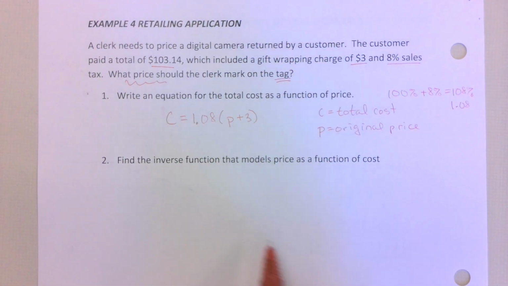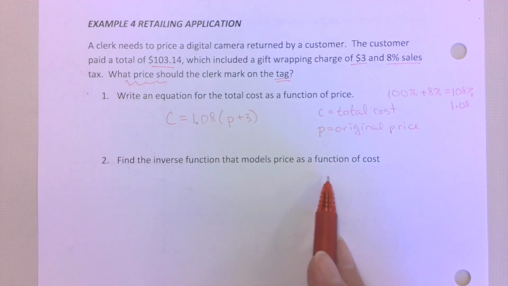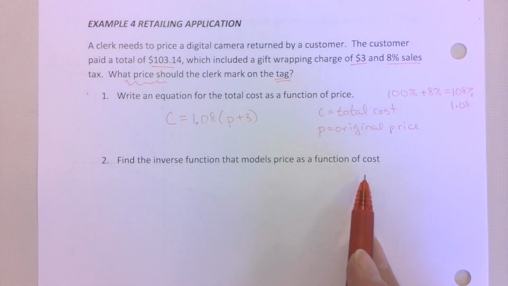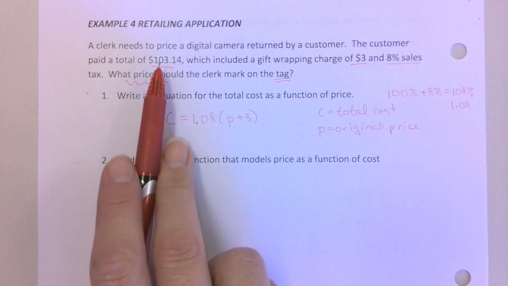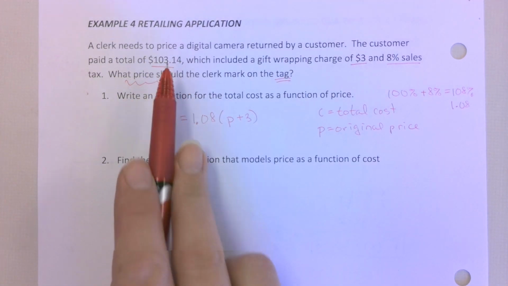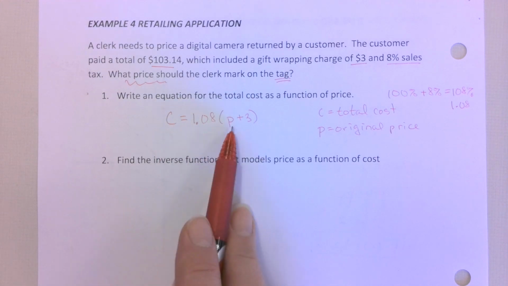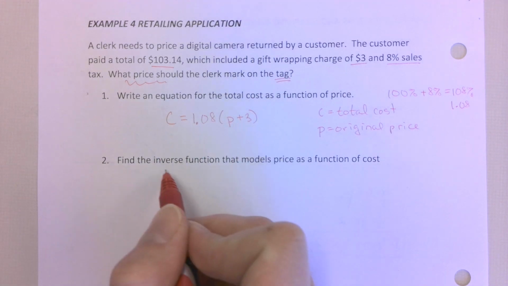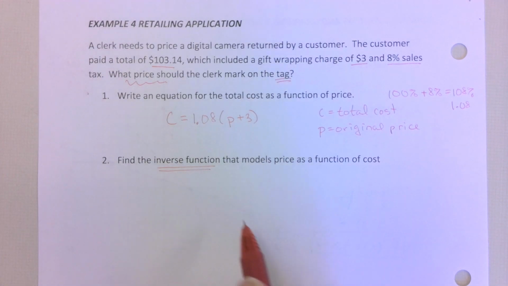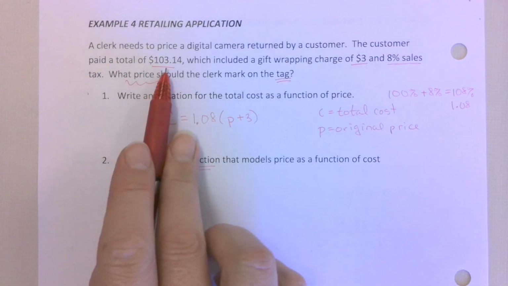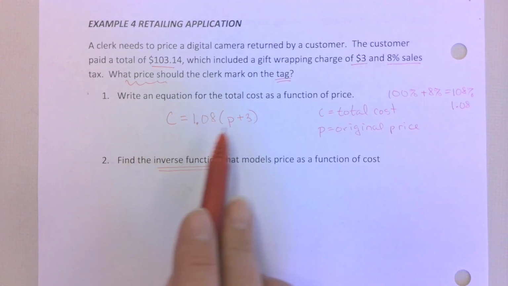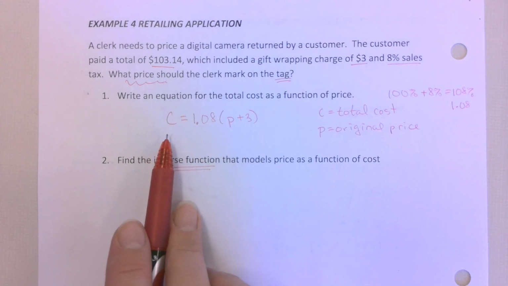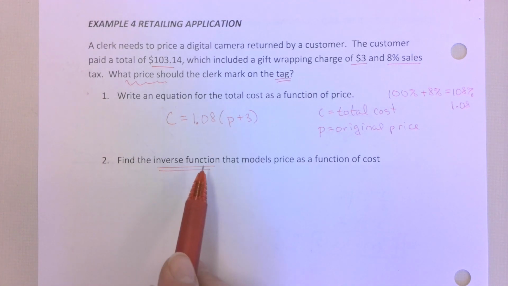So it says find the inverse function that models the price as a function of cost. So we're going to go ahead and reverse this. And if I wanted to, I could take this $103.14 and plug it in and solve for P. So we could solve it that way. But since we're practicing using our inverses, we're going to go ahead and do that. So again, I could take my 103.14, plug it in, solve for P by dividing by 1.08, subtracting 3, using inverse operations. We want to find the inverse function.